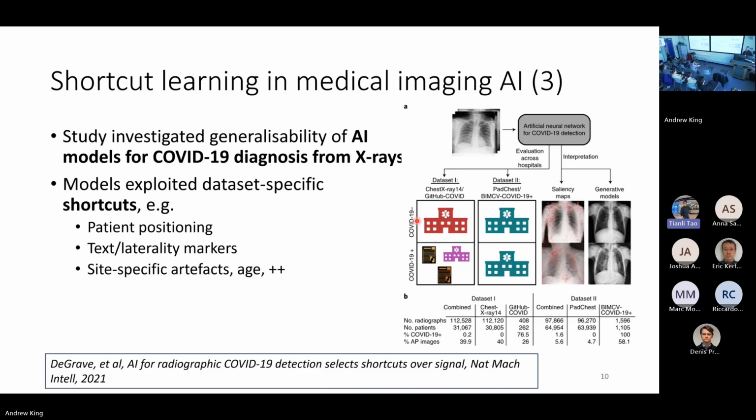There were other examples that they found. I'm not going to go through all of them, but there were site-specific artifacts related to the imaging acquisition protocols, even age. You can tell roughly what age somebody is from an X-ray, or AI can tell what age somebody is, and older people are more likely to have COVID. So in this case, there were lots and lots of shortcuts going on. They were all interacting. Some of them applied to all test data, some of them only to a subset of the data. Sometimes the shortcuts were diffuse, sometimes they were localized. They were sometimes overlapping with each other. Sometimes they were overlapping with the task relevant features. So it was a very complex picture.